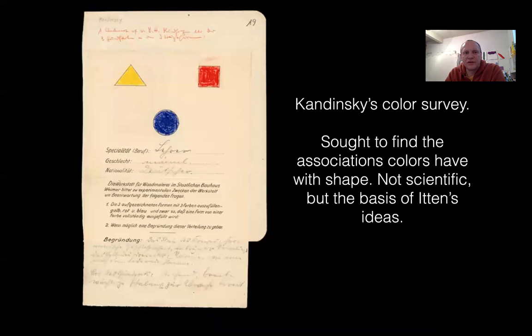And at the Bauhaus, another professor named Kandinsky, another famous painter, sought to find the association colors have with shape. It's not scientific, but is really the basis of Itten's theories. So they passed this out to painting students and told them to paint the proper color into each of these shapes. And most of the students painted them like this, just like we saw on the last slide. Now, a caveat here is that they had also been taught by Itten, so they'd already been under the influence of his ideas. Nonetheless, it appears that most of them agreed with these color and shape combinations.